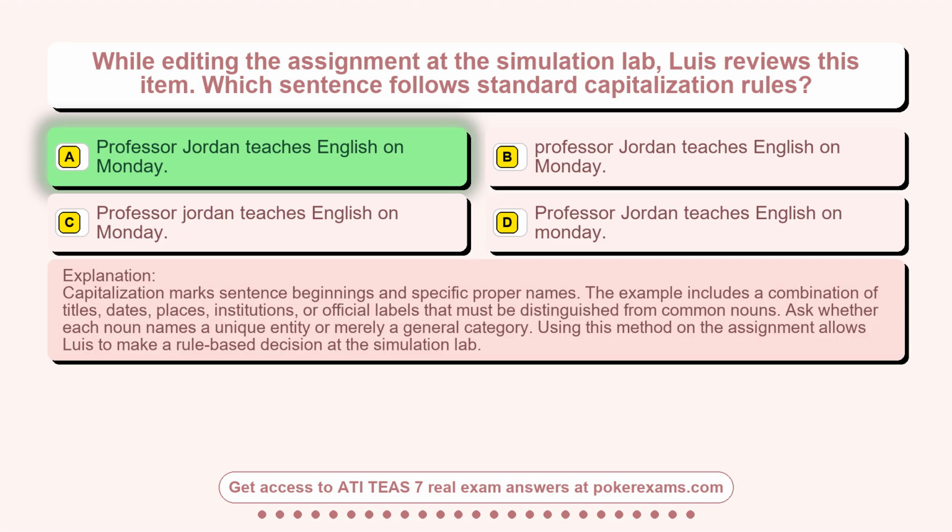Capitalization marks sentence beginnings and specific proper names. The example includes a combination of titles, dates, places, institutions, or official labels that must be distinguished from common nouns. Ask whether each noun names a unique entity or merely a general category. Using this method on the assignment allows Luis to make a rule-based decision at the simulation lab.